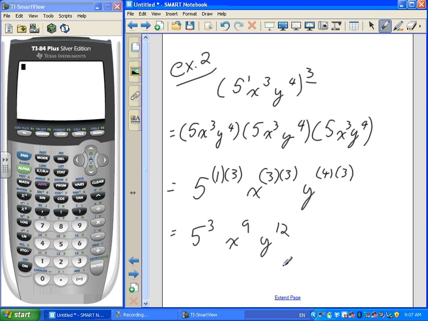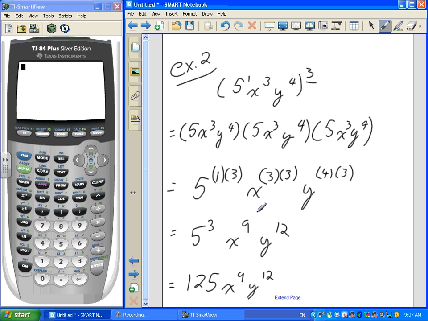I can still simplify this further. 5 to the power of 3 is 125. Very good. 125 times x to the power of 9 times y to the power of 12.